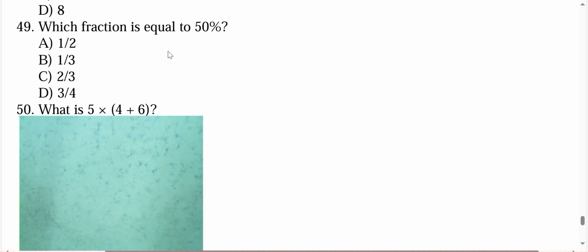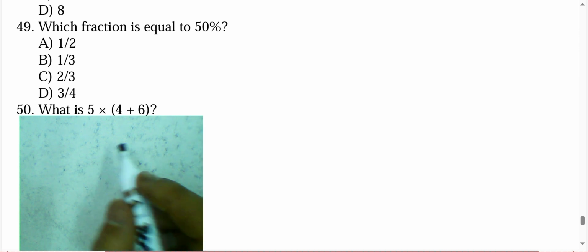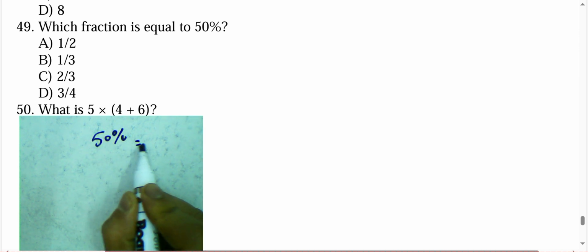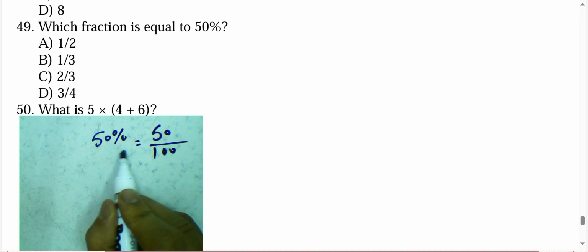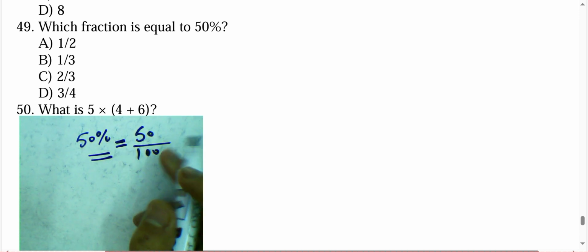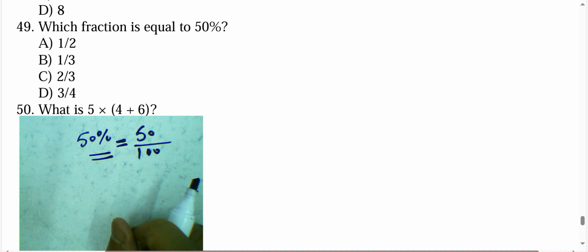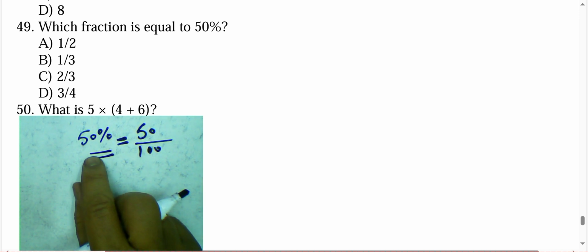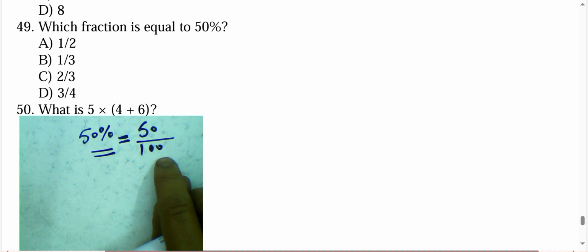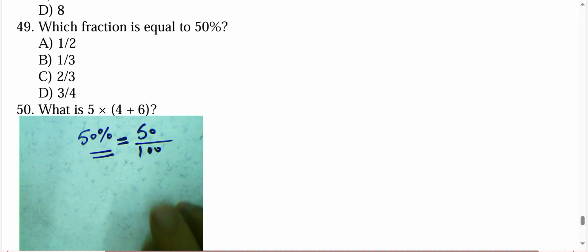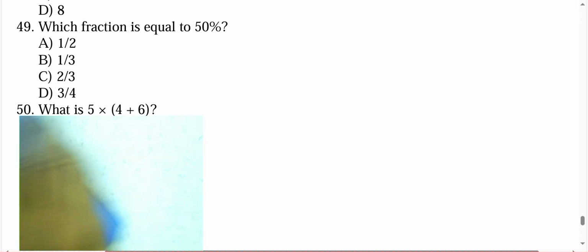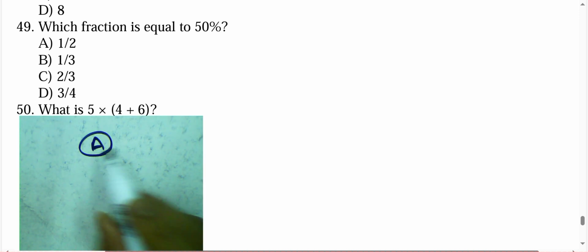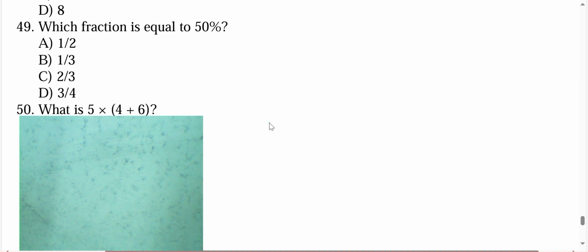Next question 49. Which fraction is equal to 50%? 50% means 50 over 100. We call it a percentage. Percentage is a ratio comparing two numbers where the second term is 100. Then 50% in the simplest form: 50 divided by 50 equals 1, 100 divided by 50 equals 2. Then we have 1 over 2 in the simplest form. Choose letter A.